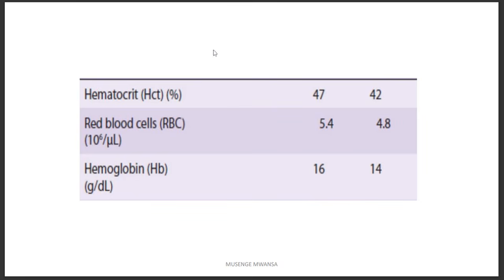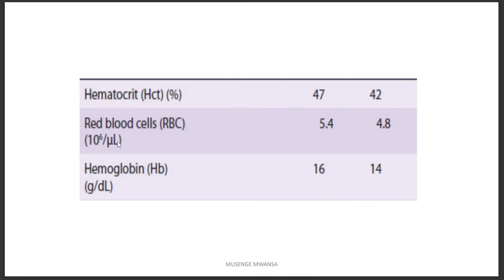If I get blood, put it in a test tube and centrifuge it, you are going to find that red blood cells are going to settle at the bottom. And in men, 47% of red blood cells will settle at the bottom, meaning that is the hematocrit value. How much red blood cells settles at the bottom. And in women, it is 42.